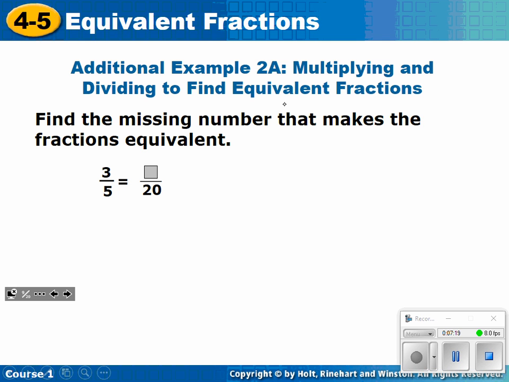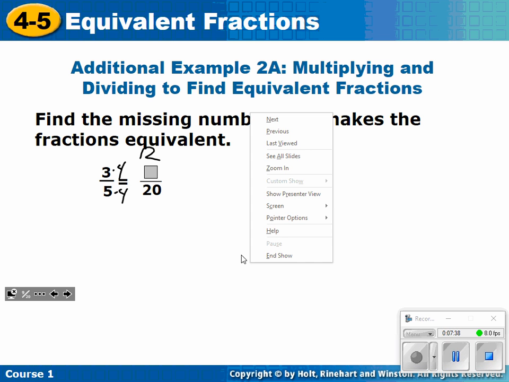You're going to have problems that look like this. You're going to have to find the one that makes it, what is the numerator that makes it right? Well, you can see that 5 times what is 20? 4. So we go times 4 here, times 4 here. So that's going to make this 12. Okay, that's pretty simple.